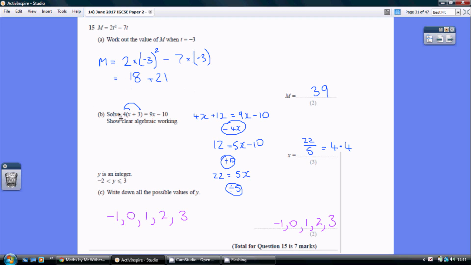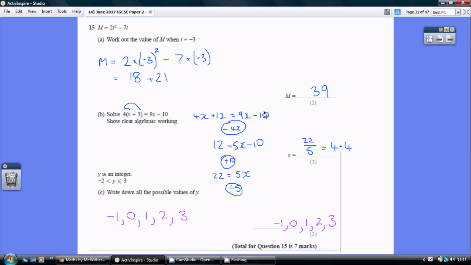Now for part B, to solve this, you start off by multiplying out the bracket on the left. Using the claw, you've got 4 times x is 4x, and 4 times 3 is 12. So at that point, you've got 4x plus 12 equals 9x minus 10.